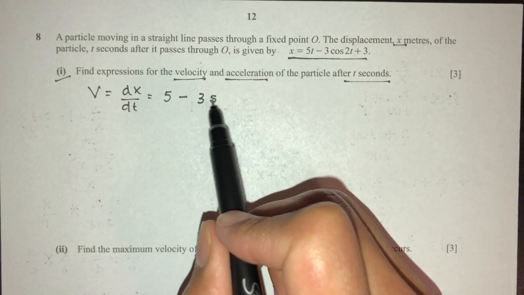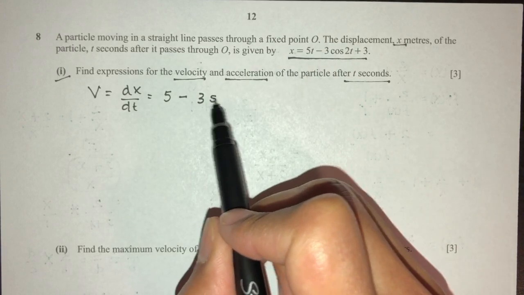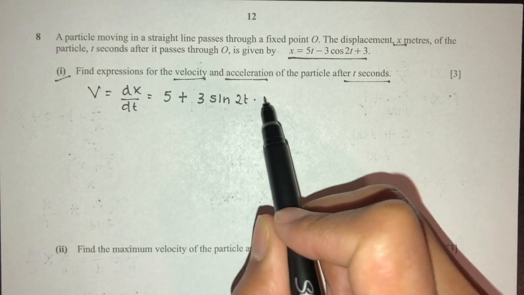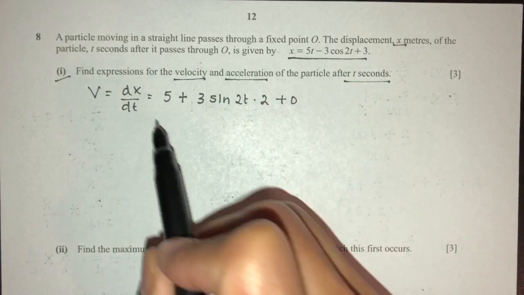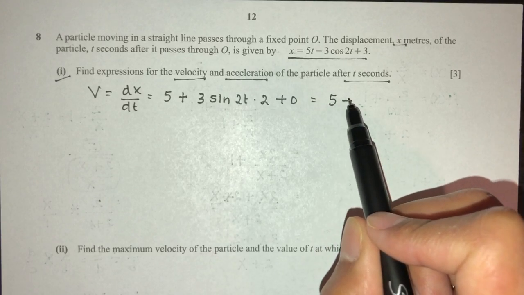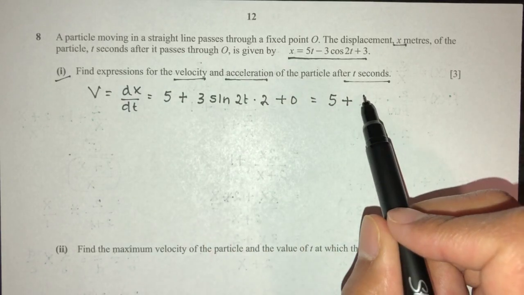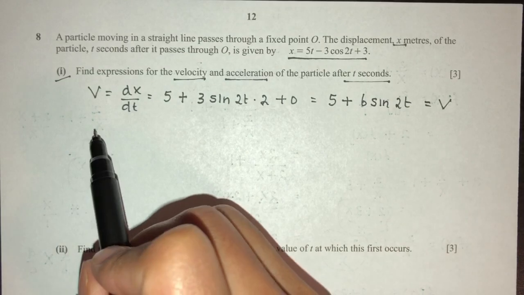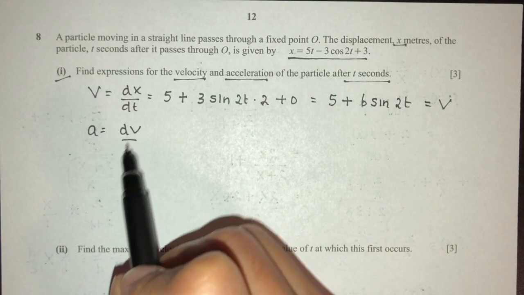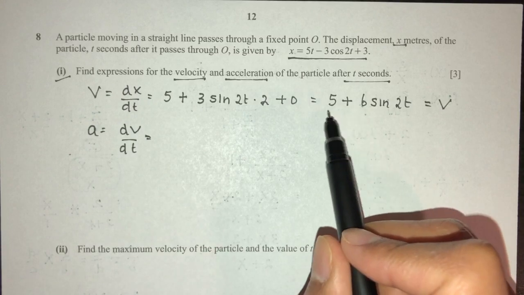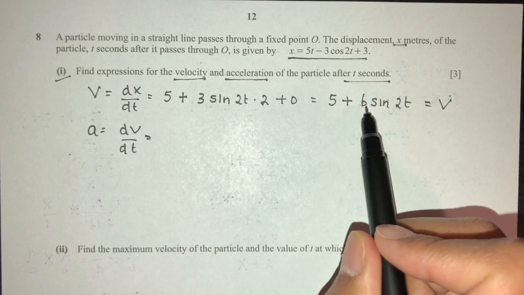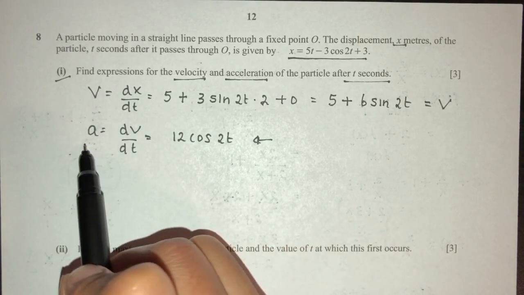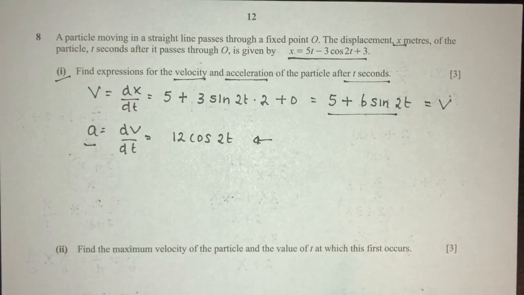That will become, so that cos with minus sign. So minus sign minus, that will become plus sine 2t times 2, that will become 0. So that will give you 5 plus 2 times 3, that will be 6 sine of 2t. That is v. Now find the acceleration. It is equal to dv by dt. So again, we have to differentiate this one. 5 becomes 0. So this will become 12 cos 2t. That is a for your acceleration, and this is v for your velocity.